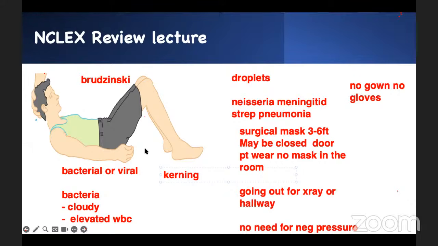What do you guys think? This question is for you guys. So what would you guys want to do for a patient like that who comes in and you know they have meningitis, in order to prevent future infection? What do you want to do, guys?